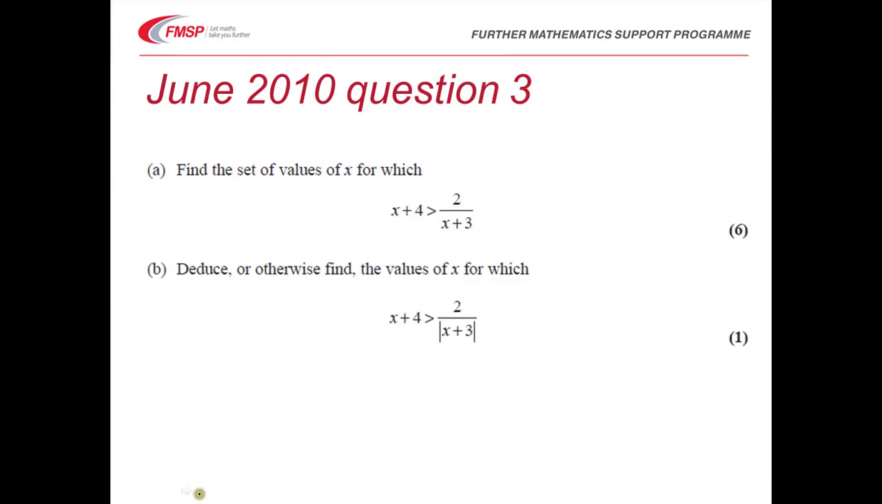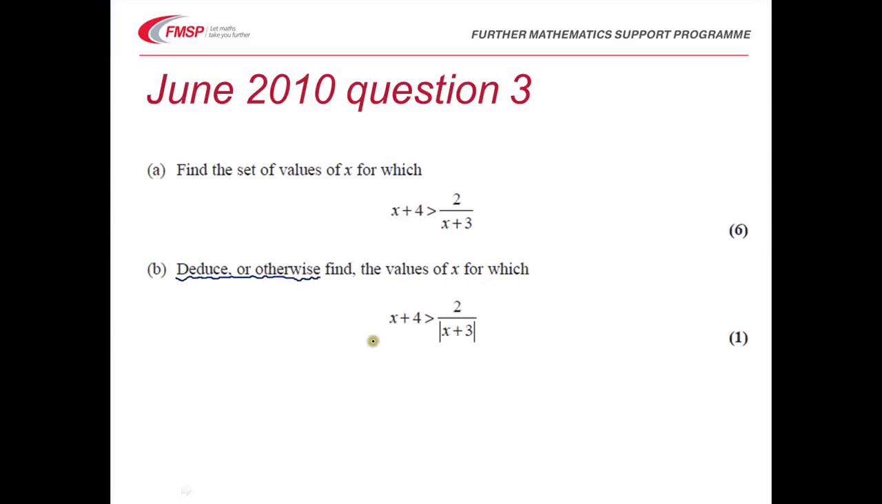Let's look at an example from June 2010. It's always a good idea to read through the whole question first. The first part is just solving an inequality. The second part, though, begins "deduce or otherwise". That means that you've got a choice of methods, but that using part A is going to be the easiest way of doing it.